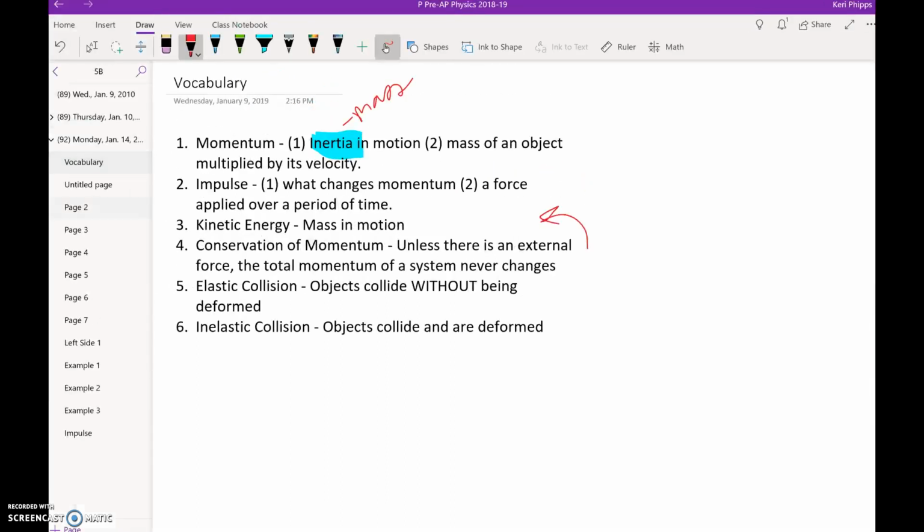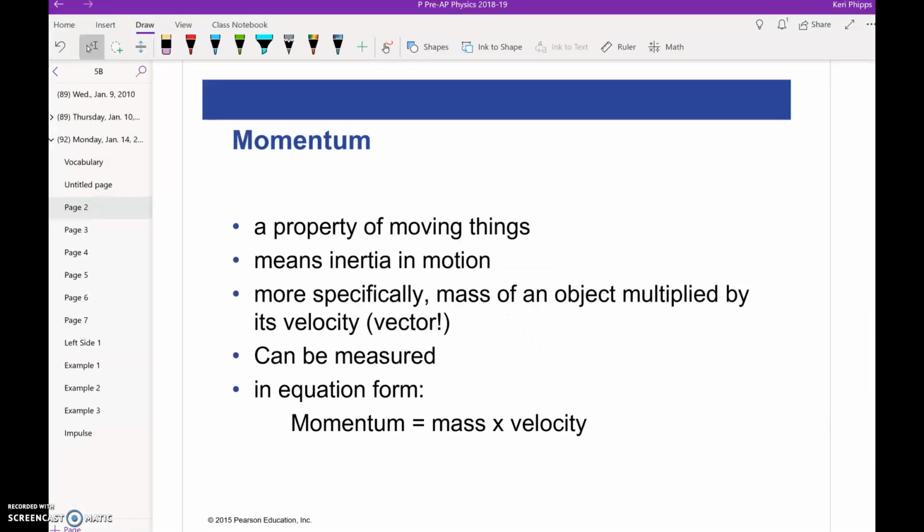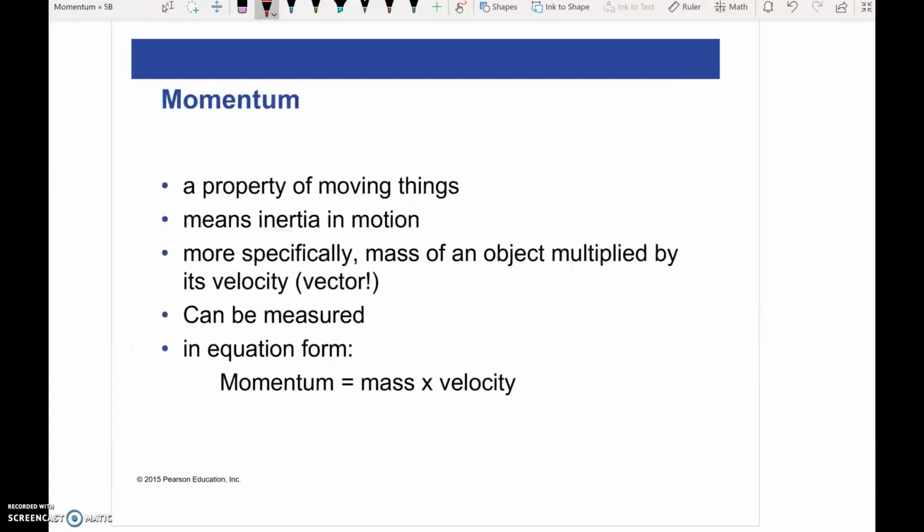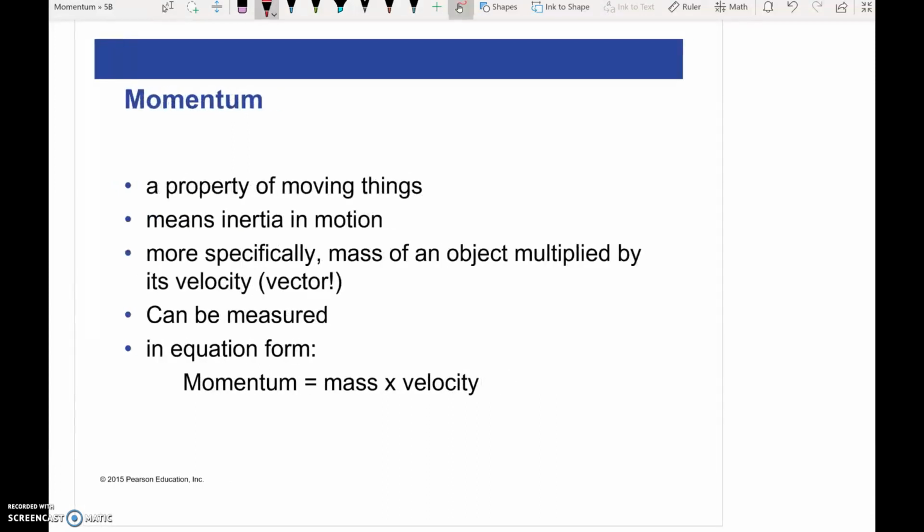All right, so note-wise, here's our basic concepts. Momentum is a property of moving things. It means inertia in motion, which we just talked about, where we're basically talking about mass in motion. Think about it like this: you see a train coming at you, that is mass in motion. It has a lot of resistance to changing its motion. It is the mass of an object multiplied by its velocity.